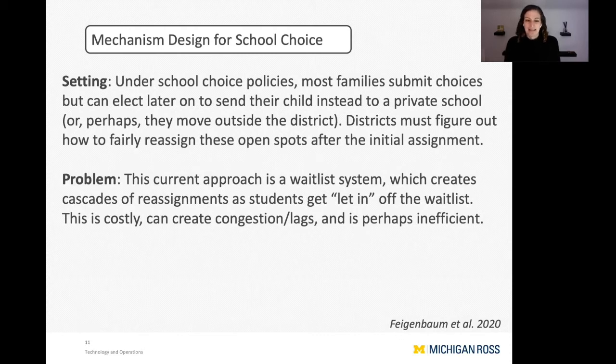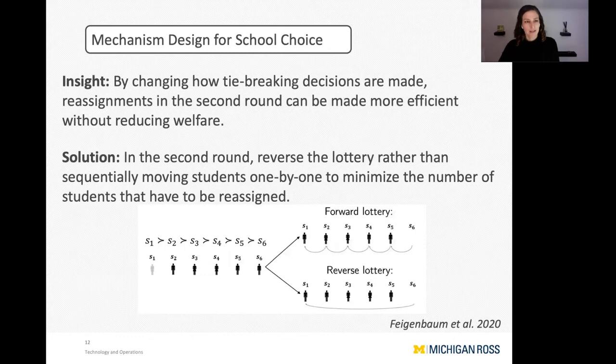But this creates cascades of reassignment where, as students get let in at one school, that means that the other school that student was assigned to now has an open spot, and then that has to be filled, et cetera, et cetera. And this is costly. It can take congestion, lag, and it's inefficient. So they look at how to deal with this. And their insight is, again, by changing how the tie-breaking decisions are made, you can make it more efficient without reducing welfare by essentially, in the second round, reversing the assignment.